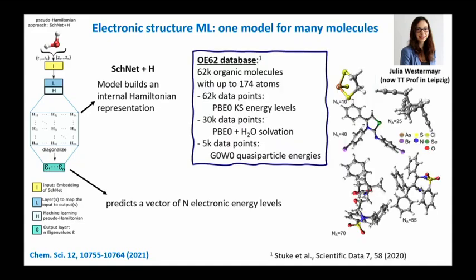So now we take this model and we train it on a massive database of crystal-forming organic molecules. This OE62 database has hybrid DFT level data. It has 62,000 data points for chemically very diverse molecules. It has a small subset of many-body perturbation theory data, which is great because these are very accurate electron addition and removal energies. So they really relate to photoemission, inverse photoemission data.